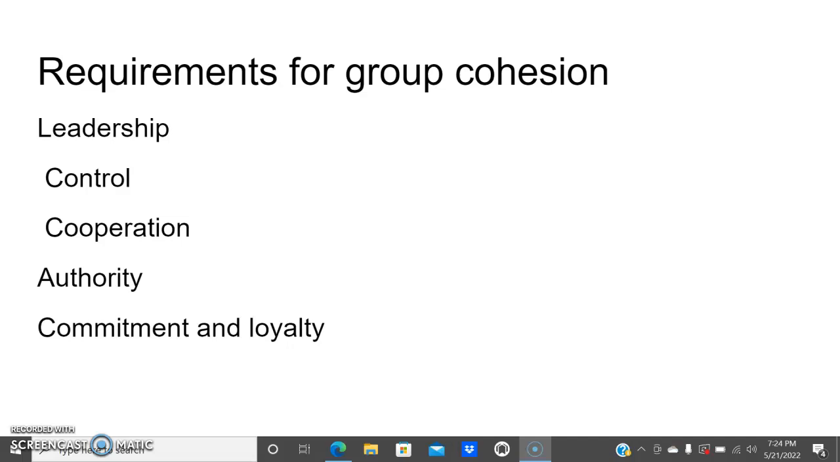If you are part of the group, you have to be committed. You have to put your all in working with your other group members. You have to be loyal to your other group members, loyal to the group, to ensure that the aim and the objectives of that group are achieved.